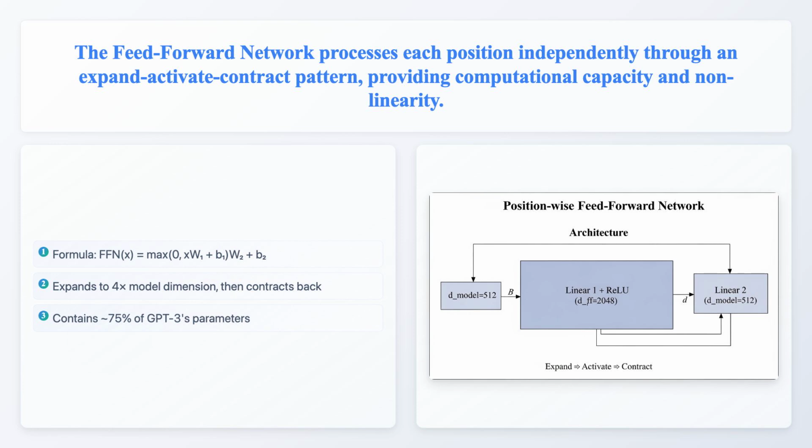While attention gathers relevant information from across the sequence, the FFN processes and transforms that information. In GPT-3, roughly 75% of the parameters are in these feed-forward layers, not in attention. This makes the FFN critical for the model's capacity to understand and generate complex language patterns.